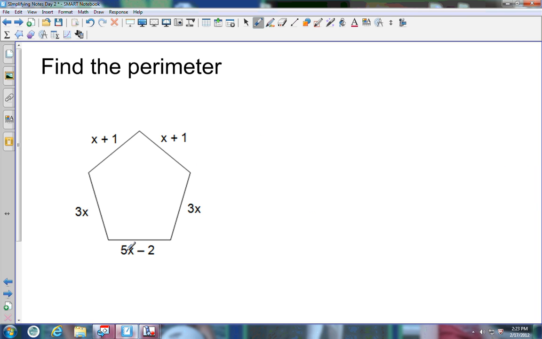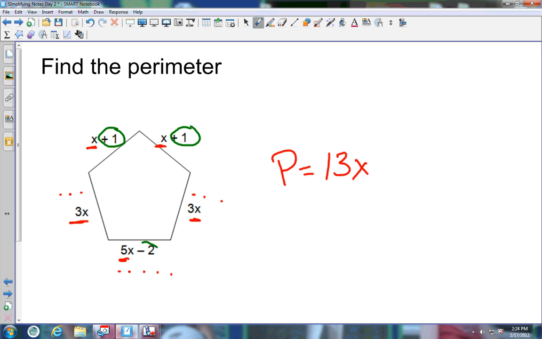Next, I know this is not a rectangle, but we can do the same thing. It says find the perimeter. So let's add up all the x's. I'm going to underline them all first. Well, here we go. 3x, 4, 5, 6, 7, 8, 9, 10, 11, 12, 13. My perimeter, 13x. My units, I have 1 plus 1, which is 2. Minus 2 is 0. Here is my perimeter, 13x.